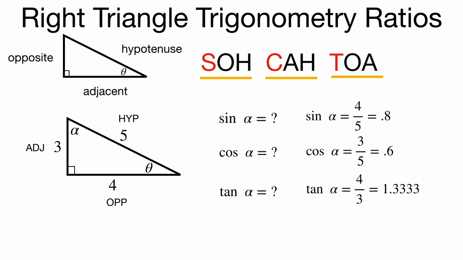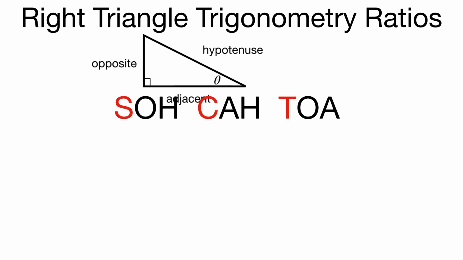Sine is still opposite over hypotenuse, but now my opposite is 4. Hypotenuse is still 5, so my sine of alpha is 4 over 5. Cosine is still adjacent over hypotenuse, so that's 3 over 5 now. And tangent is still opposite over adjacent, but now my opposite over adjacent is 4 over 3. So you have to be very careful to label those sides correctly.